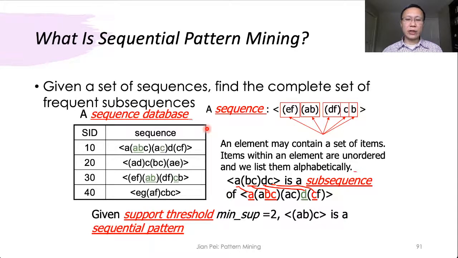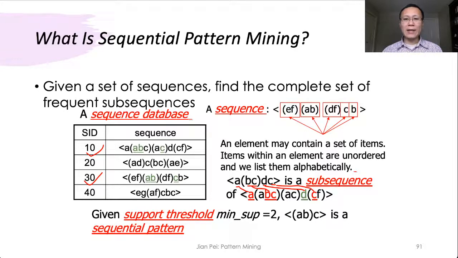Similar to mining a transaction database, we take a support threshold as the parameter. Suppose the support threshold is 2. Because the sequence A, B, C happens twice in this sequence database, if we look at it, we have A, B here, C here, so this sequence has that. And we also have AB here, C here, so this sequence has that too. Therefore, ABC is a sequential pattern in this sequence database.